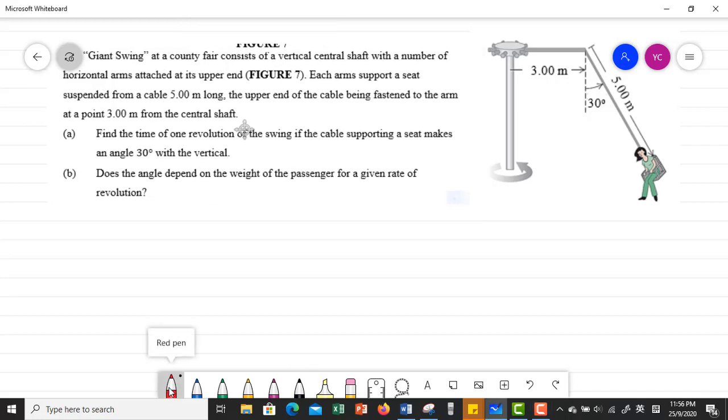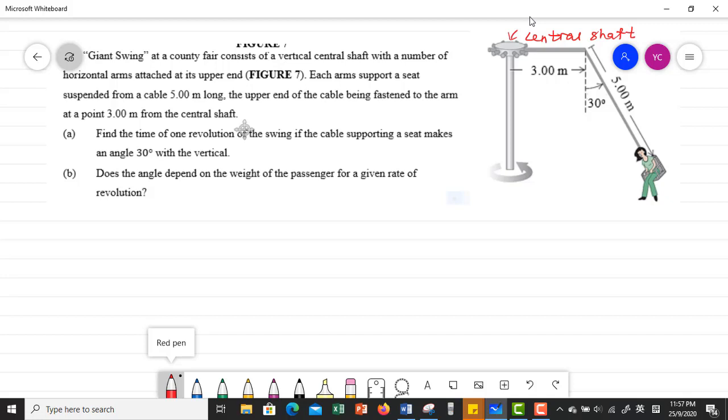Question 14. The giant swing at a country fair consists of a vertical central shaft. This is the central shaft, with a number of horizontal arms. This is the horizontal arm. This is what we call the horizontal arm.